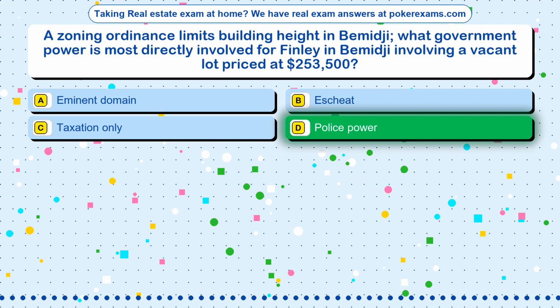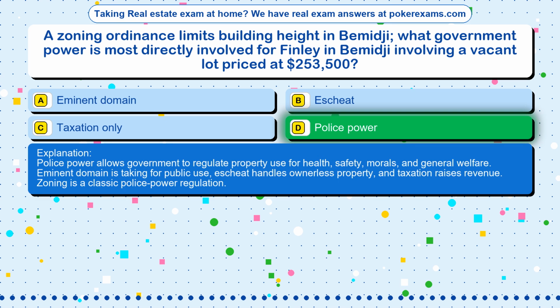The correct answer is option D, police power. Police power allows government to regulate property use for health, safety, morals, and general welfare. Eminent domain is taking for public use, escheat handles ownerless property, and taxation raises revenue. Zoning is a classic police power regulation.